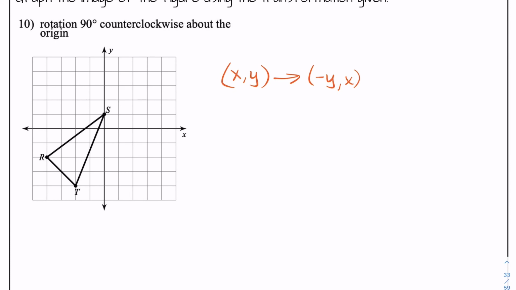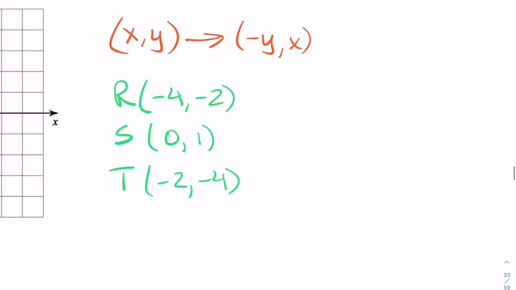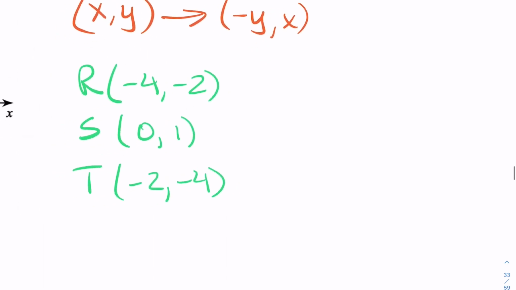So here we're going to have R, S, and T. R is negative 4, 2. I'm sorry, negative 4, negative 2. S is 0, 1, and T is negative 2, negative 4. So now I'm going to apply that rule to it.